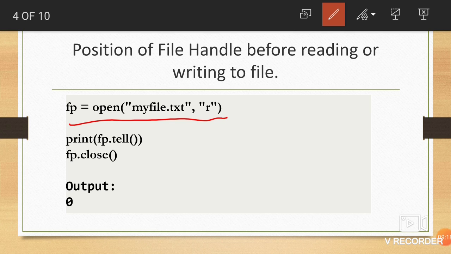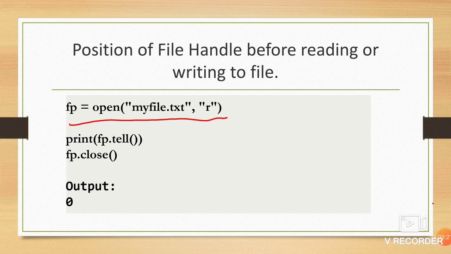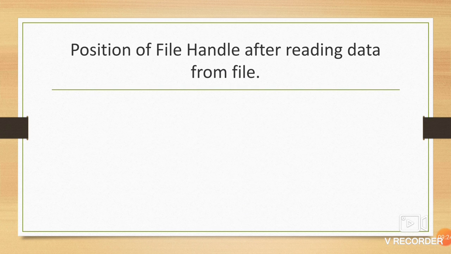Now we will see the program. Position of file handle after reading data from file. fp equals open sample.txt, r. So sample.txt is the file which is opened in read mode, and fp is the name of the file handle or file object. fp.read(8). What is the use of the read method? The read method is used to read a number of bytes.